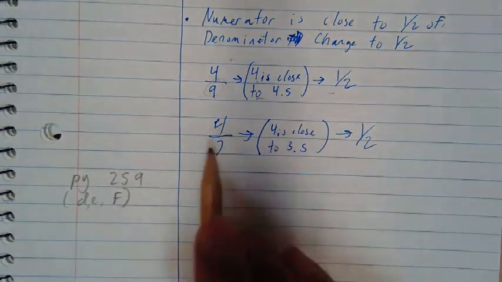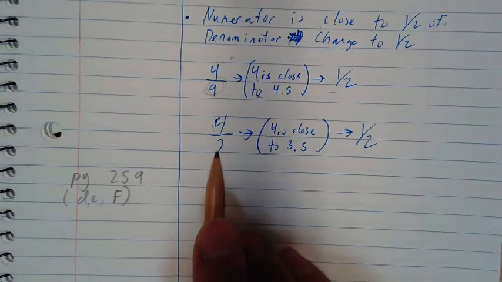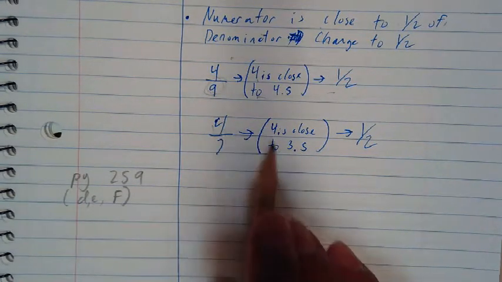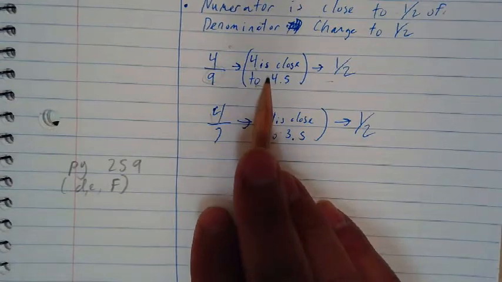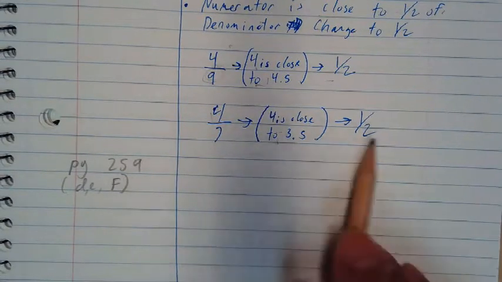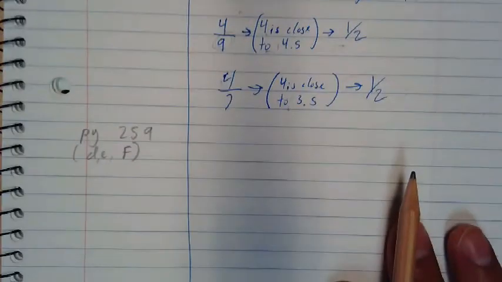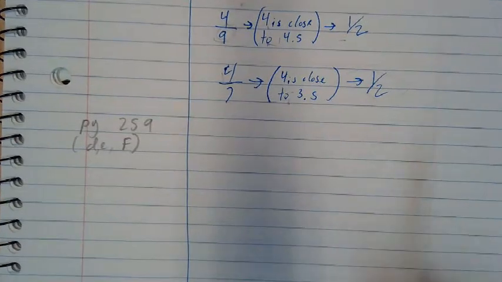Okay. Now 4/7. Half of 7 is 3.5. 4 is pretty close to that too. It goes over, but that's okay. We're estimating. It might go over, it might go under. That's okay. Here it went under, here it went over, and that's okay. Still half. Okay. Now we're going to work on the got it's on page 159, D, E, and F.